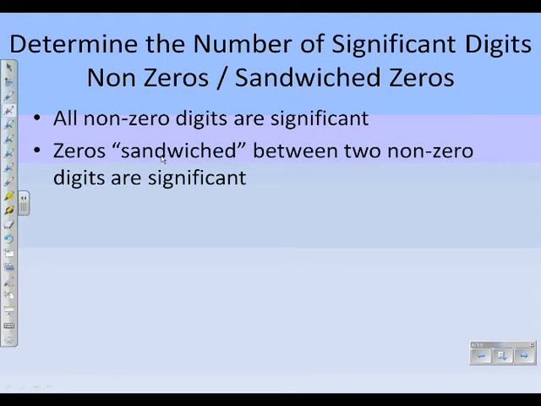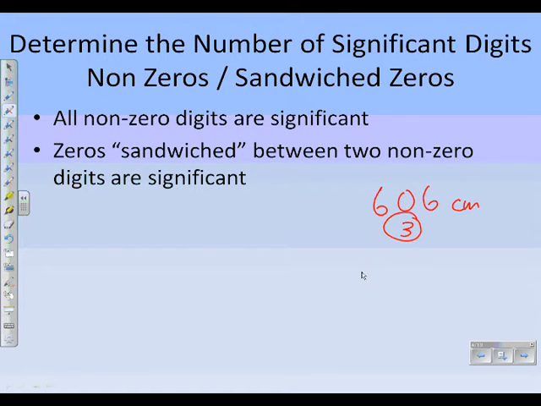Zeros that are sandwiched between 2 non-zero digits, right? So we're talking about, if I write a measurement that looks like this, 606 centimeters. Would I measure 606 centimeters? Probably not, but whatever. So anyway, that 0 in between the 2 non-zero digits, significant. So this would have 3 significant digits.